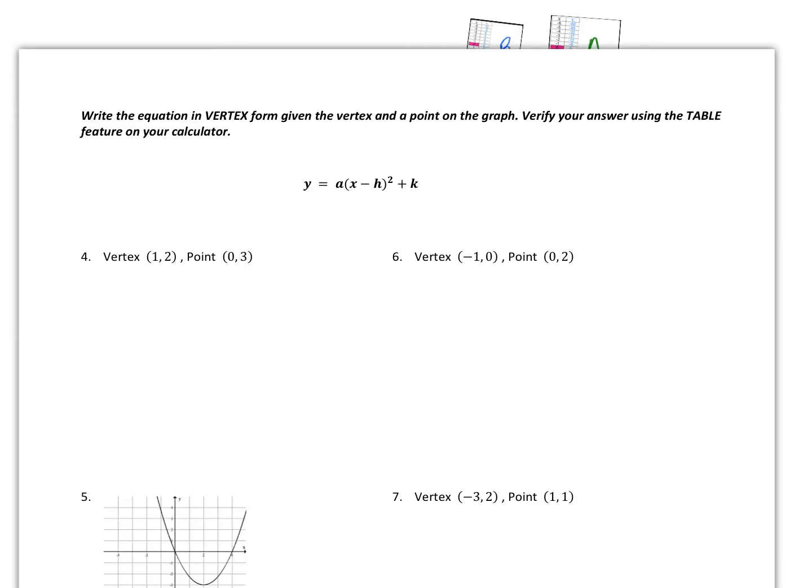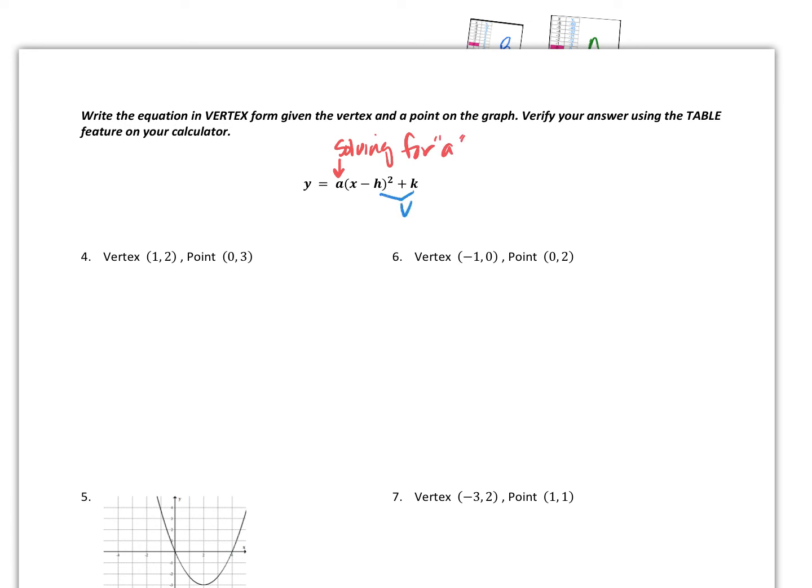On the back, it says to write the equation in vertex form given the graph and a point on the graph. Verify your answer using the table feature on your calculator. So let's look at this. Here's vertex form. Remember, we have a times x minus h squared plus k. Well, a is what we're going to be solving for in this set of exercises.